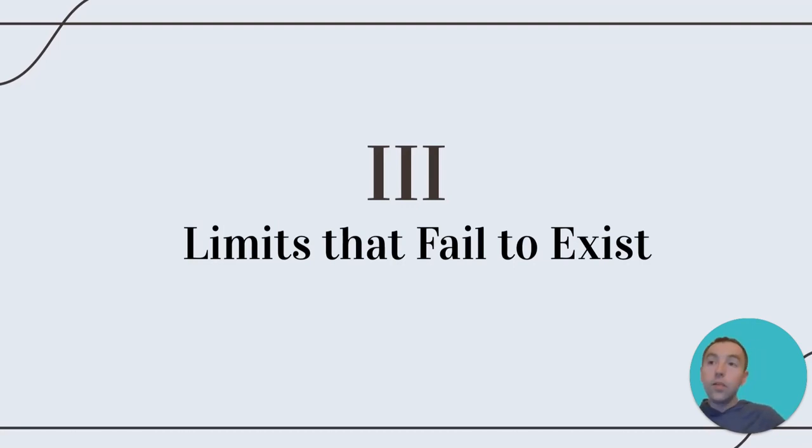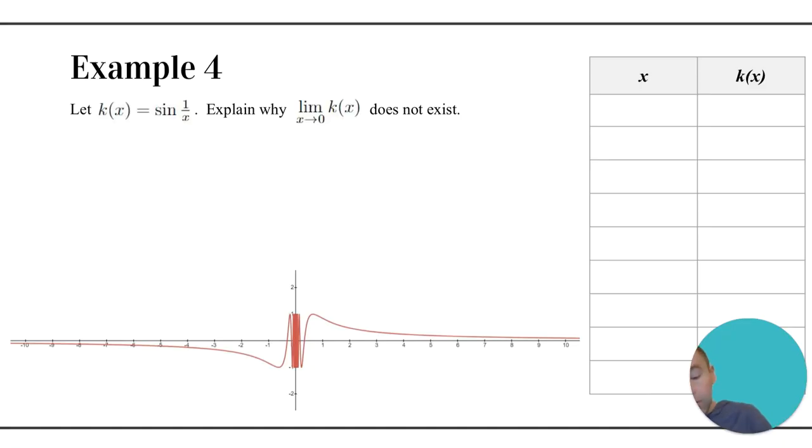Now we need to start talking a little bit about some cases where, when we're trying to find limits, the limits might fail to exist. And so that's what we're going to start to examine next here. You see this function here, k of x, which is equal to the sine of 1 over x. We want to explain why the limit as x goes to 0 of k of x does not exist.